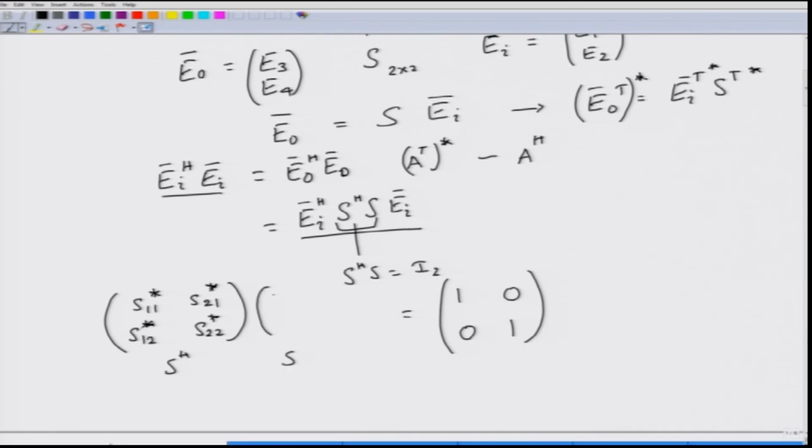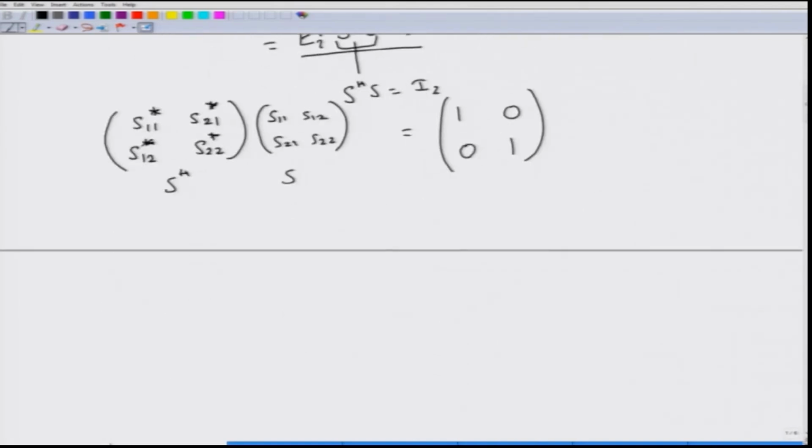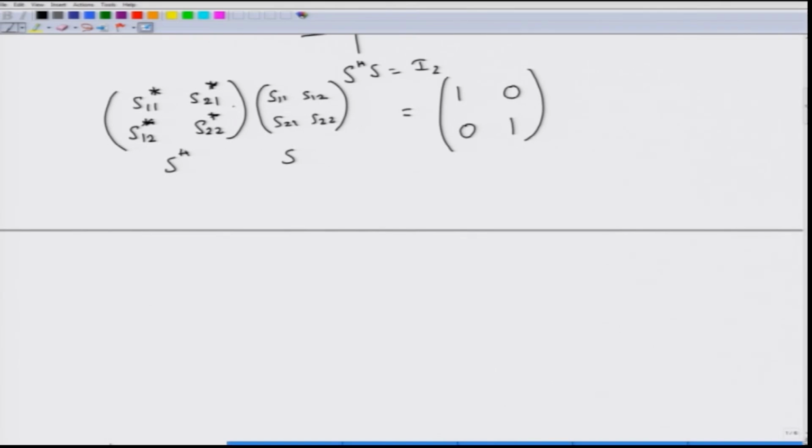Multiply this one by S, and it will give you S11, S12, S21, S22. Individually, if you equate these 4 terms, reduce the left hand side into a 2 by 2 matrix and then equate the terms to the right hand side, you will actually get 4 equations. So, you get S11 magnitude square plus S21 magnitude square is equal to 1, S12 magnitude square plus S22 magnitude square is equal to 1.